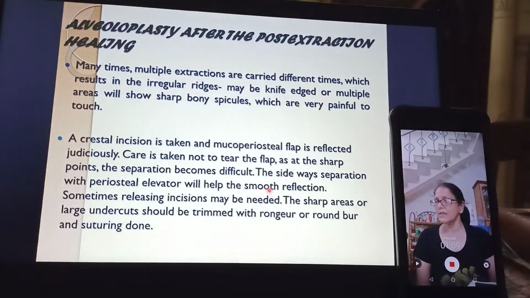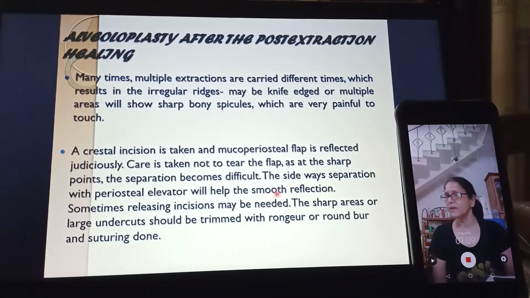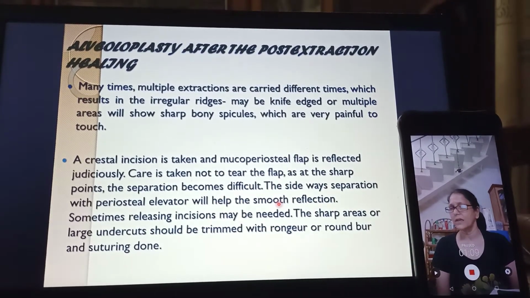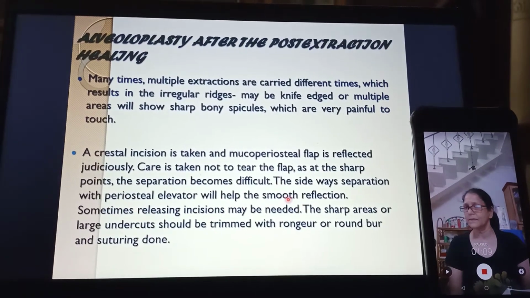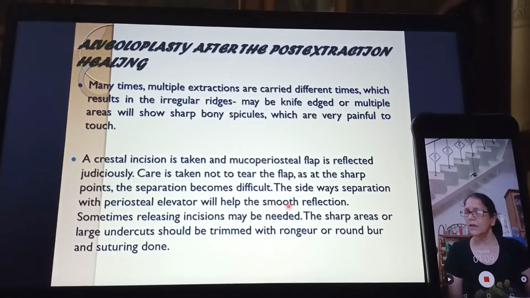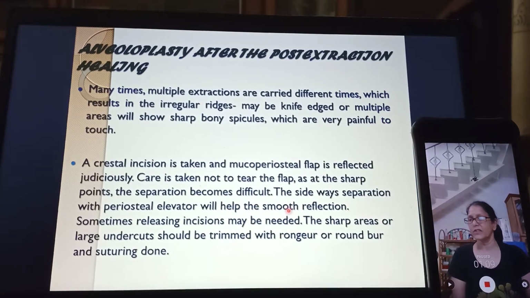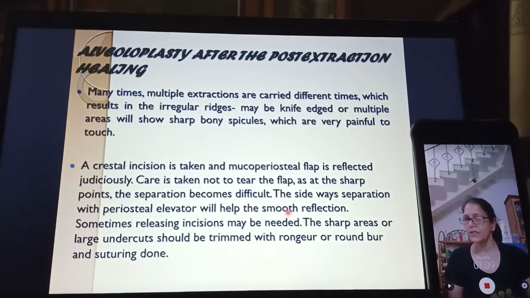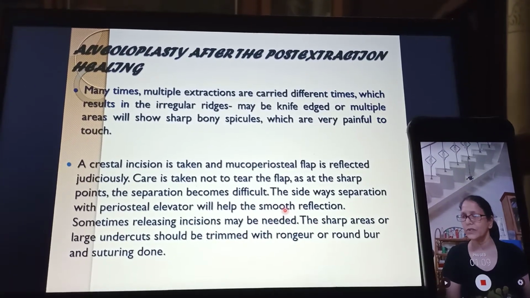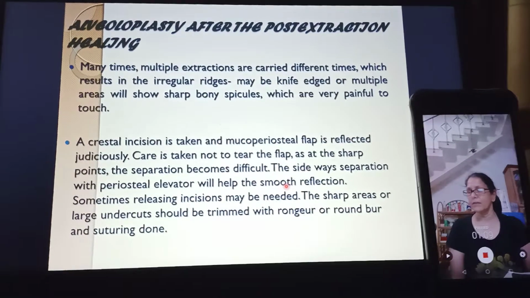Since there are no teeth, there are no sockets, now a crestal incision is given and a mucoperiosteal flap will be reflected. Care should be taken especially in the sharp areas so that the flap does not get torn while reflecting. After it is separated completely, two releasing incisions should be given so that the proper reflection of the flap is done, following which sharp areas or the undercuts should be trimmed carefully using bone rongeurs and then filed using the file, and suturing can be done primarily.